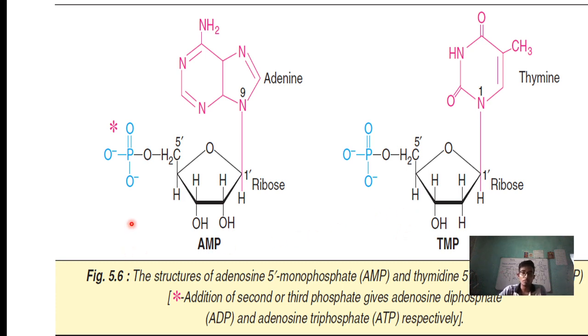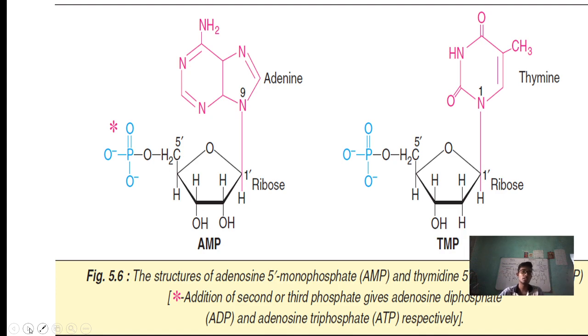But here if you see this structure, and if I add another 2 phosphates here, then it will be called adenosine triphosphate. Here is only adenosine. Adding the second and third phosphate gives adenosine diphosphate and adenosine triphosphate. If I add another phosphate, it will be called ADP, adenosine diphosphate, and if I add another phosphate, then it will be called ATP because of the presence of three phosphates at the 5 prime position. It is called ATP, adenosine triphosphate.